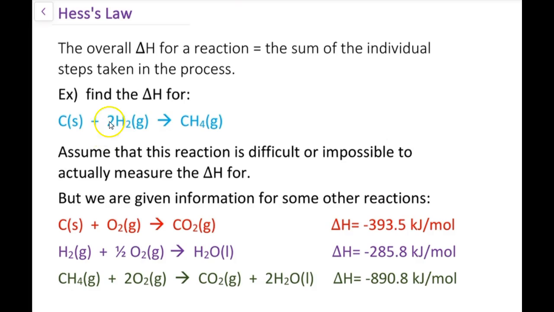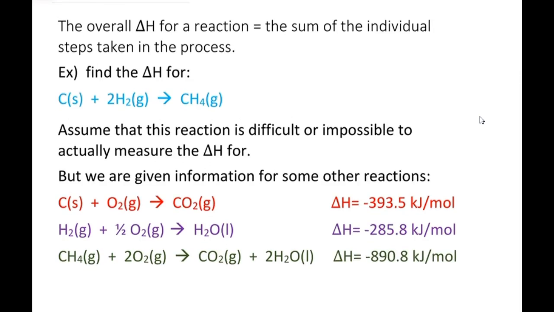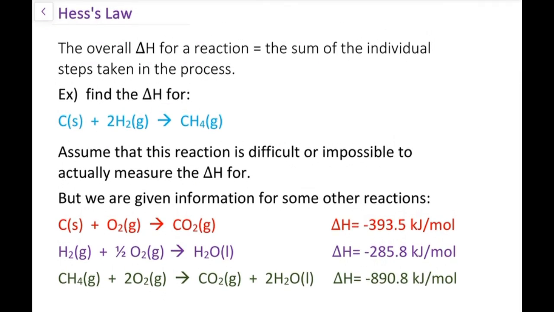But in the overall reaction, there's 2 hydrogens, and in this reaction, there's only 1. So what we're going to do is double this reaction. I'm going to put parentheses around it, and say times 2, because right now I only have 1 mole of hydrogen, and in my overall reaction, I have 2. So I have to get them equal to each other.